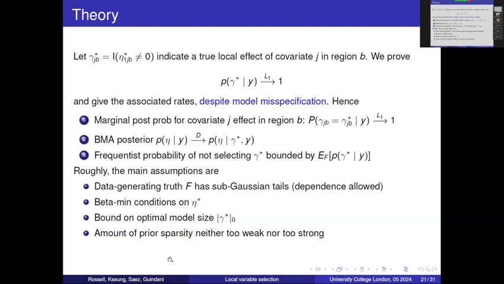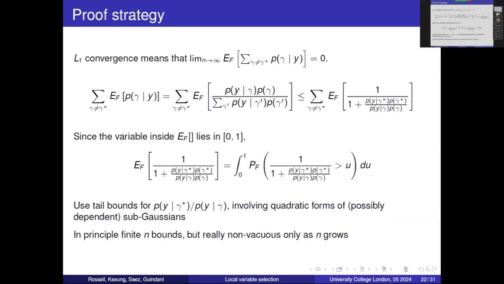There are some assumptions that we made. One is that the data only include F, with adoption of tails. These can be relaxed, mostly affecting the rates. There are beta-min conditions on how small the true parameter values can be. That's standard in high dimensions. There are sparsity conditions on the size of gamma star, so that not too many parameters are truly non-zero. Again, a standard condition, and then standard conditions on the prior not being too sparse or too non-sparse. So more or less standard conditions in the data.